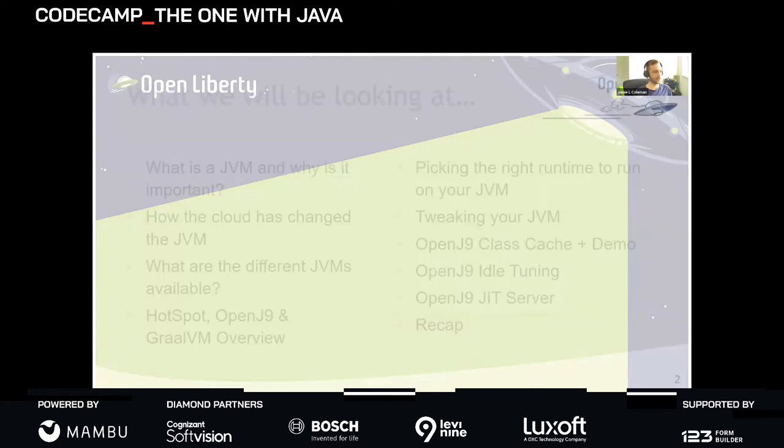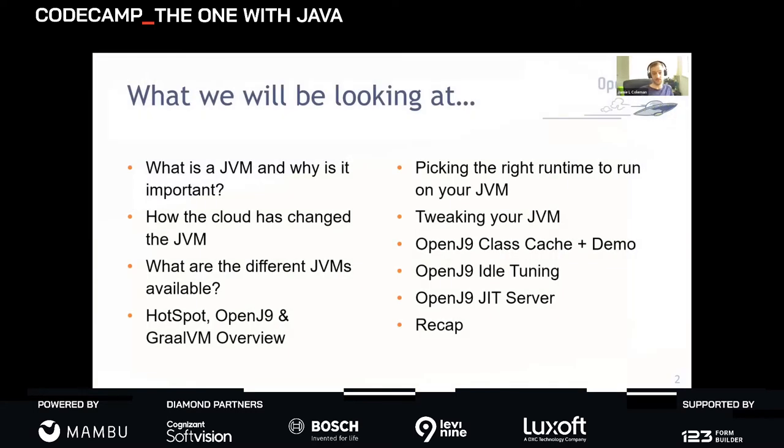All right, so some of the things we're going to be looking at today specifically. What is a JVM? How does it work and why is it important? How has the cloud changed the JVM? What are the different JVMs that are available to everybody? Then we're going to go a bit deeper into the HotSpot JVM, OpenJ9 and Graal. Then we're going to look at how picking the right runtime can affect your JVM and the code you're running. Then finally, talking about the tweaks we can do to our JVM to optimize it. Then I'm going to talk about class data sharing and give you a demo of that working live. Then we'll talk about how you can save even more resources with idle tuning and using a JIT server. And then finally, a recap.